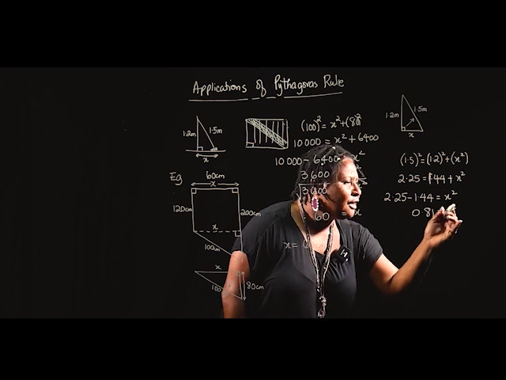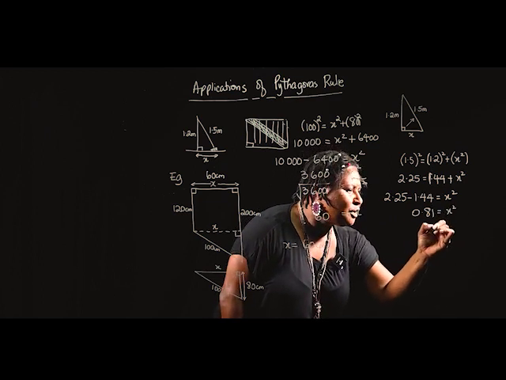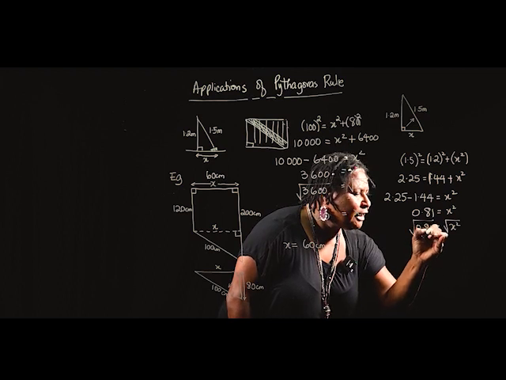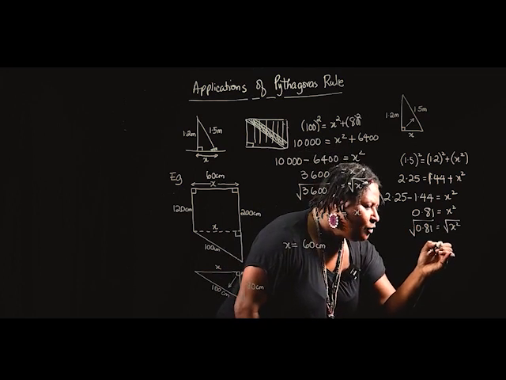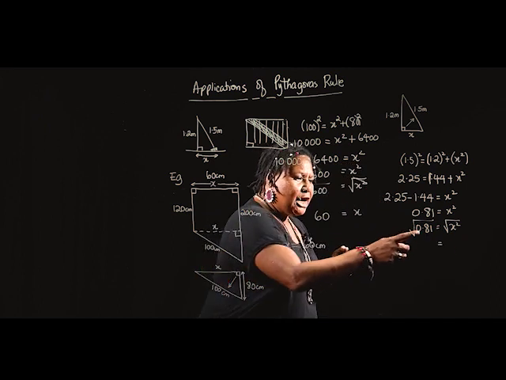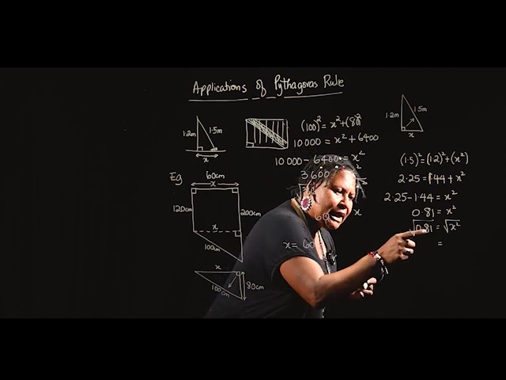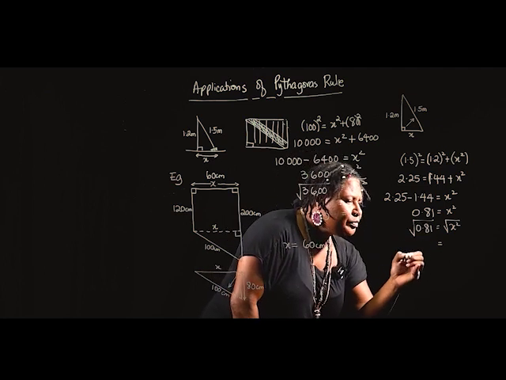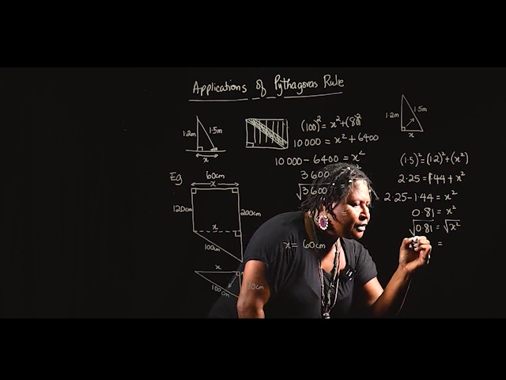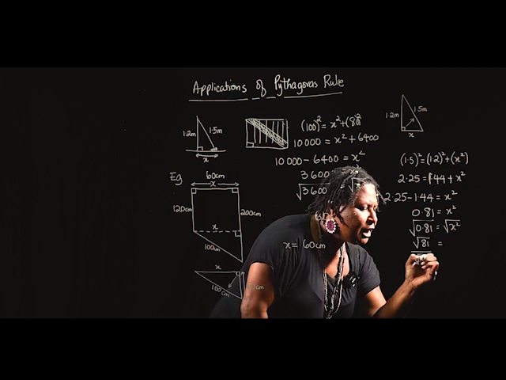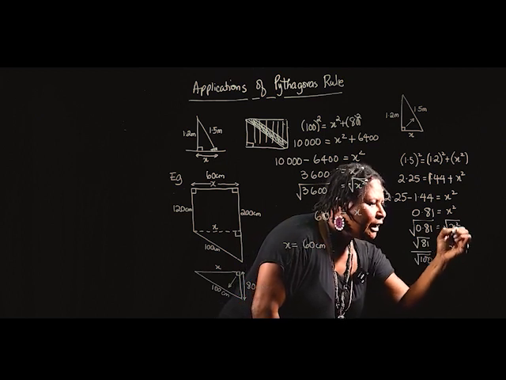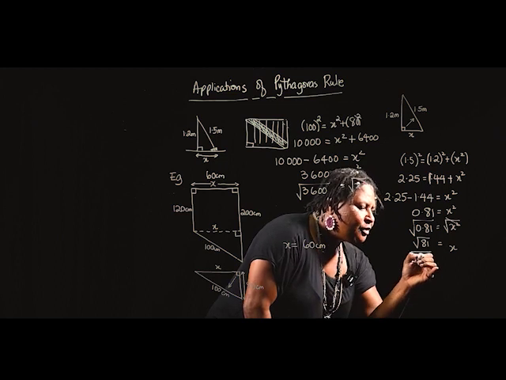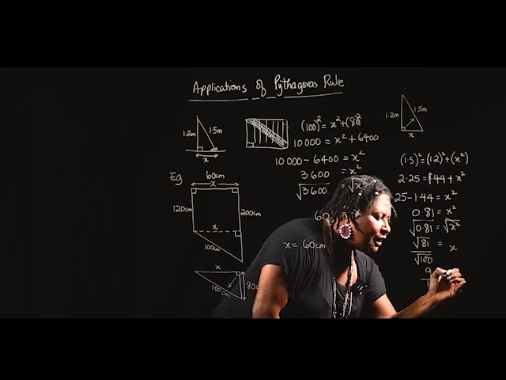0.81, okay. Take the inverse here, so we're going to take the square root of X squared and the root of 0.81, okay. Now, we've already looked at how to work out the square root of a decimal number. Here, 81, you should already recognize that this is a square number. So we rewrite this as root 81 over root 100 equal to X. This cancels out. All right. Root 81 is 9. Root of 100 is 10. All right, equal to X.